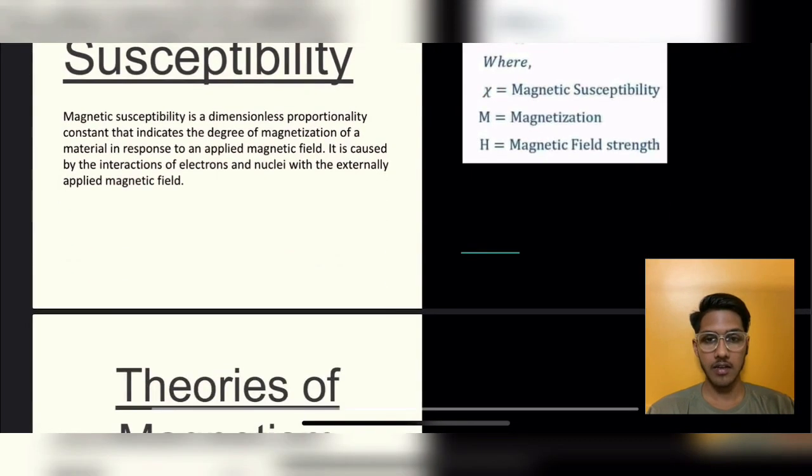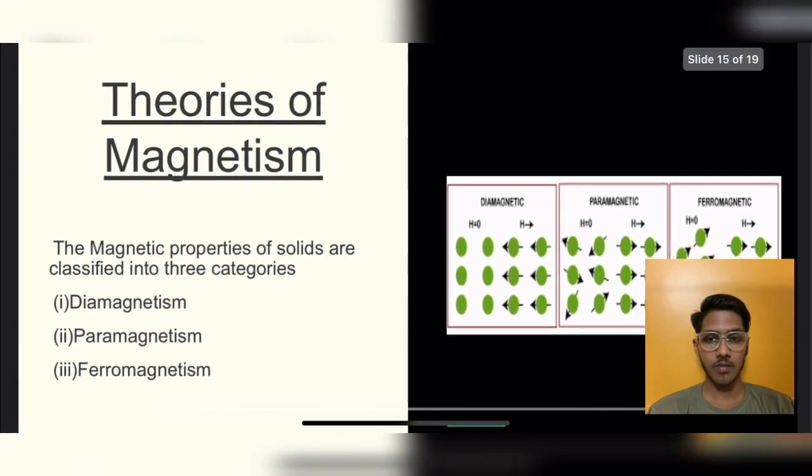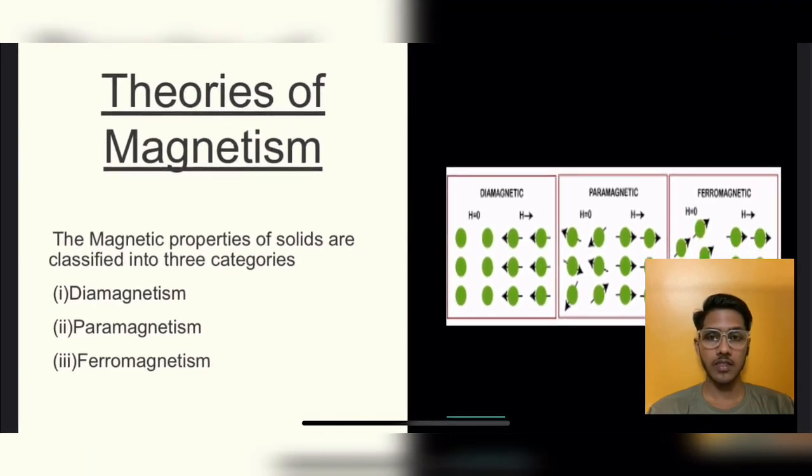Moving to the next slide. Theories of magnetism. The magnetic properties of solids are classified into three categories: diamagnetism, paramagnetism, and ferromagnetism.